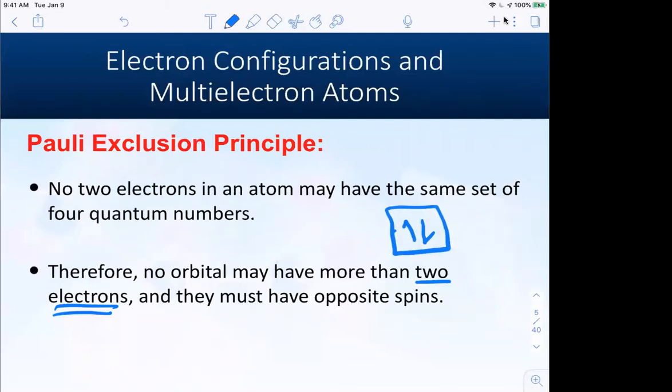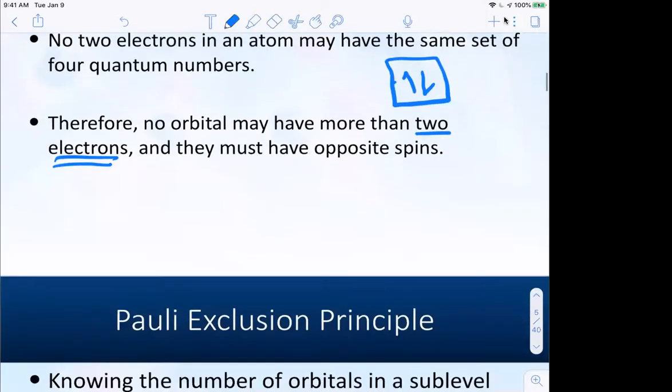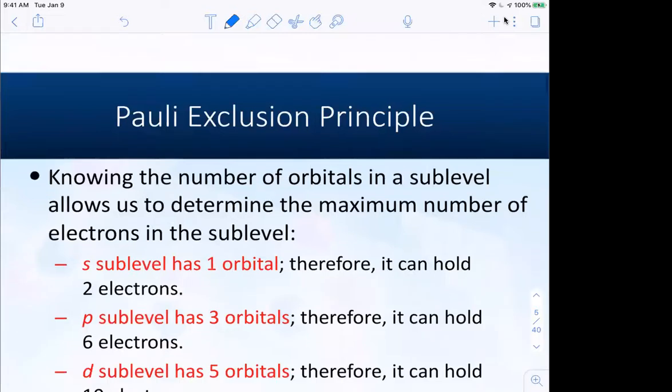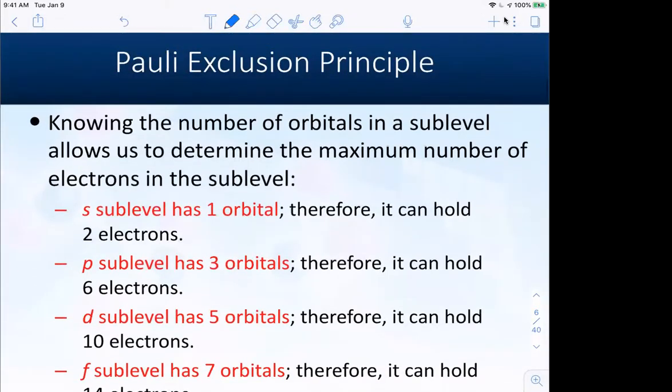When I go to the p subshell, I have 3 orbitals. 3 times 2 gives me 6 electrons. So I can have 6 electrons that populate a particular p subshell in a given energy level. This should be review, hopefully. If not, you're going to have to go back and look at some of the materials from your prereq class in order to catch up a little bit.